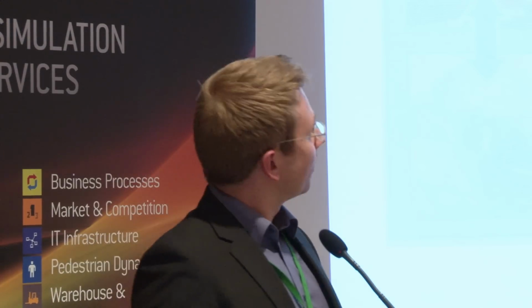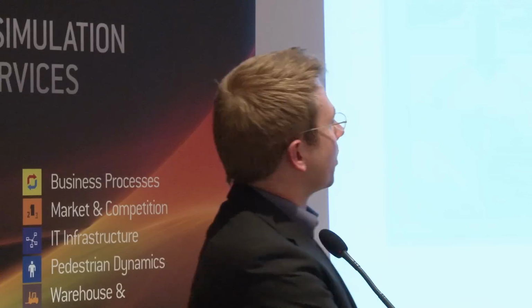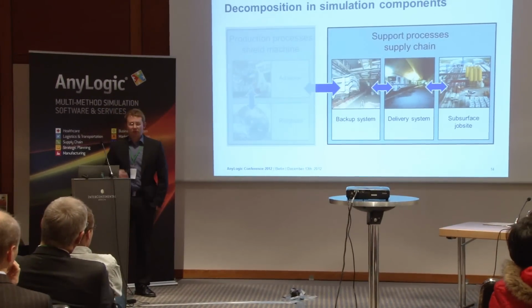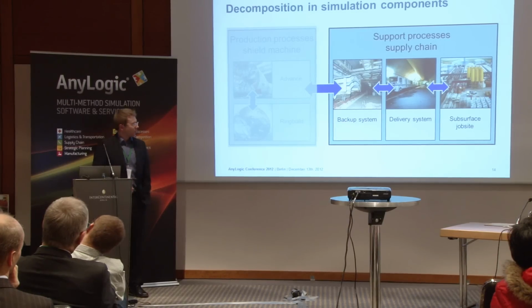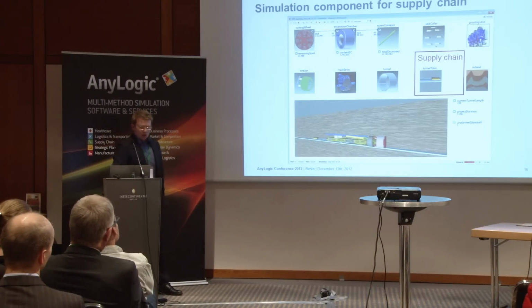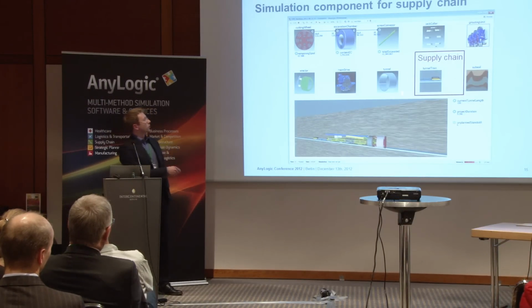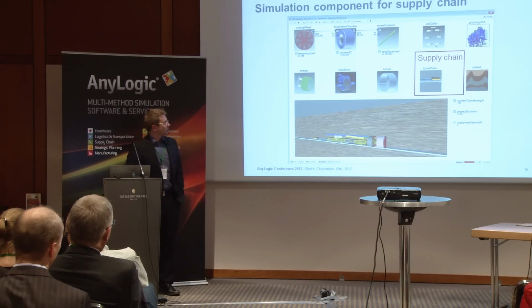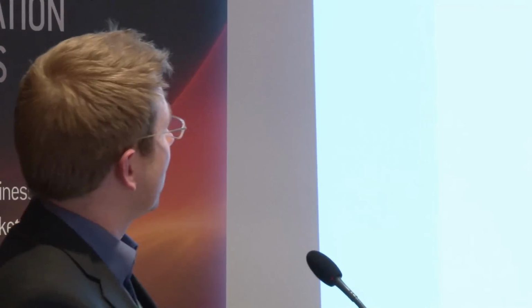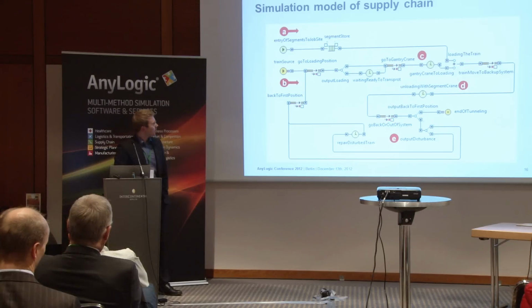So far, we have only established a simulation component for the delivery system. We're working on the backup system and the subsurface job site at the moment, but this is only the presentation of the current status of this project. So I'm just going to show the delivery system, which is simulated with the help of the rail library, and then in the class for tunnel train. We're using the rail library there, and also, of course, elements from the enterprise library.